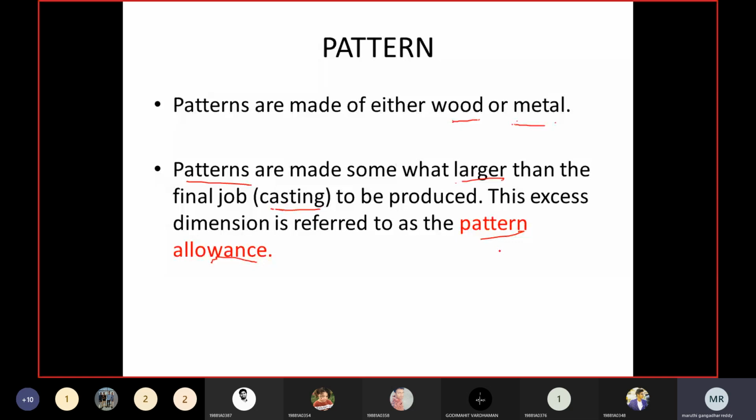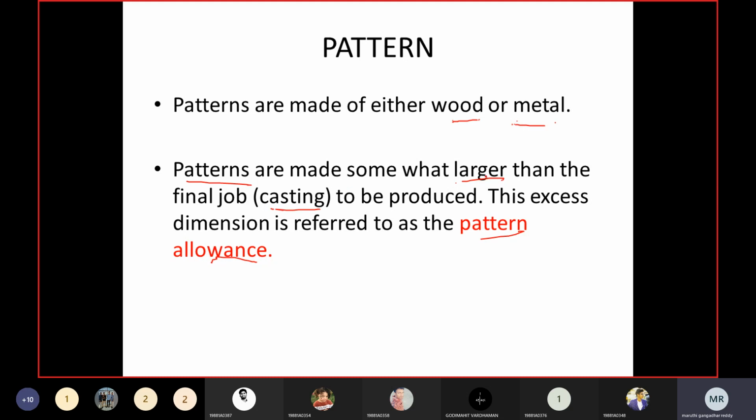Now in the coming slides, we will discuss the necessity for the pattern allowance and the different types of pattern allowances. Remember one point: the pattern is made somewhat larger than the casting. Why so? In one of the videos that I played in yesterday's class, while removing the pattern, after performing the ramming operation, we insert the draw spike and shake the pattern a little bit. During the shaking of the pattern, what will happen? The mold cavity will get enlarged. Like that, some concepts are involved here.